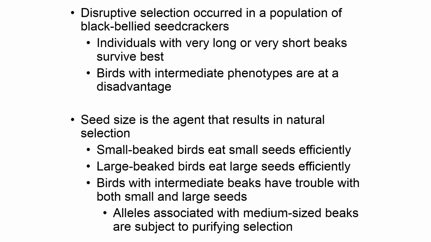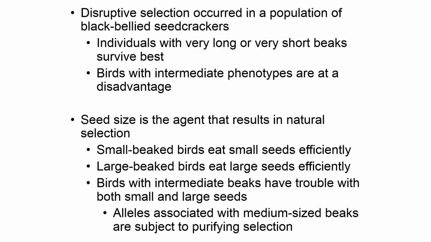So looking at, again, birds, black-bellied seedcrackers. Individuals with very long and individuals with very short beaks survive the best. Individuals with the intermediate phenotype are at a disadvantage. So seed size is the agent that results in natural selection.